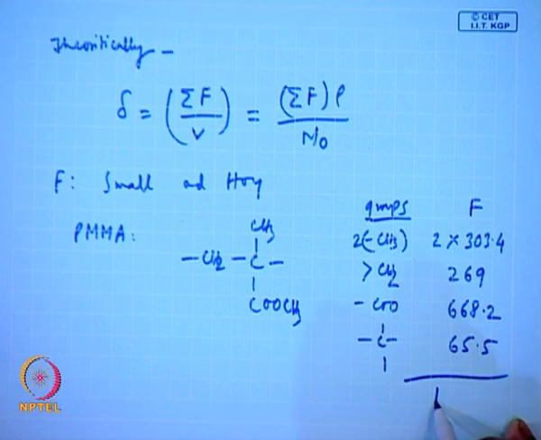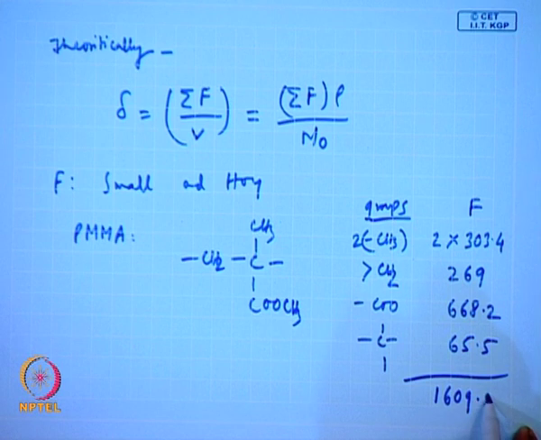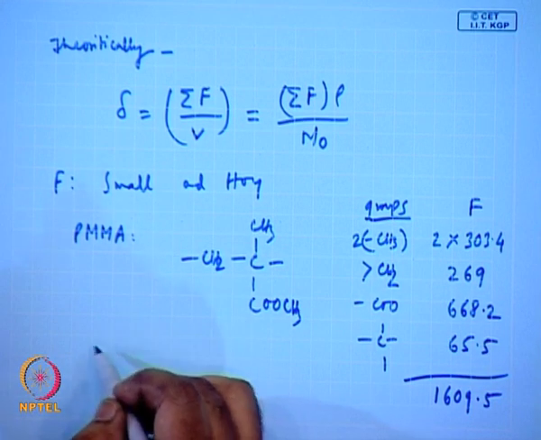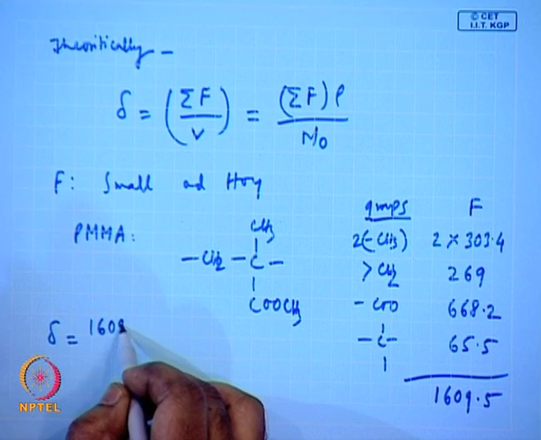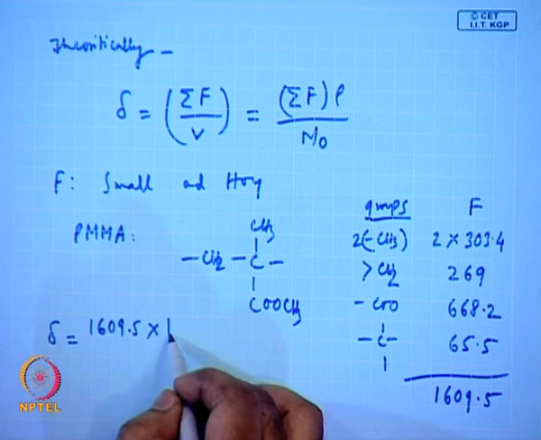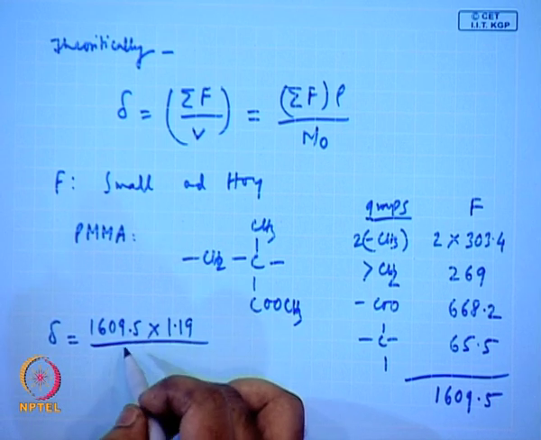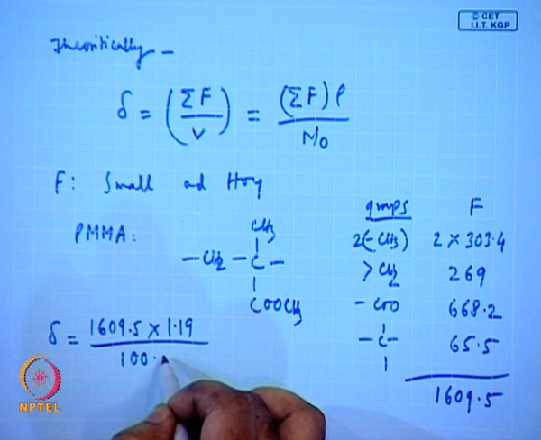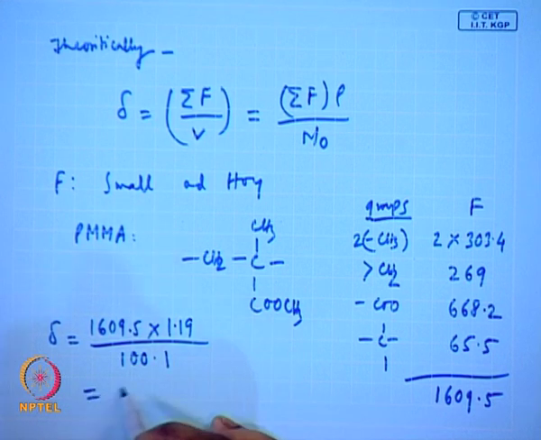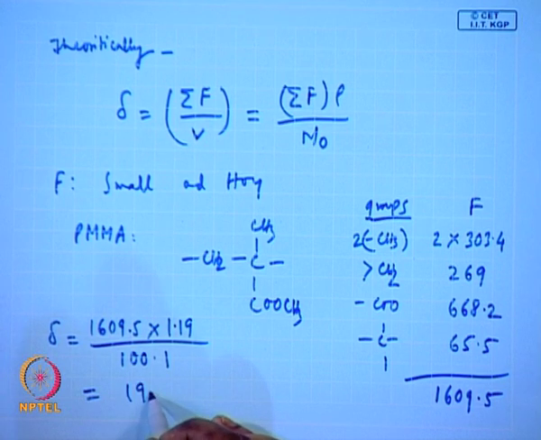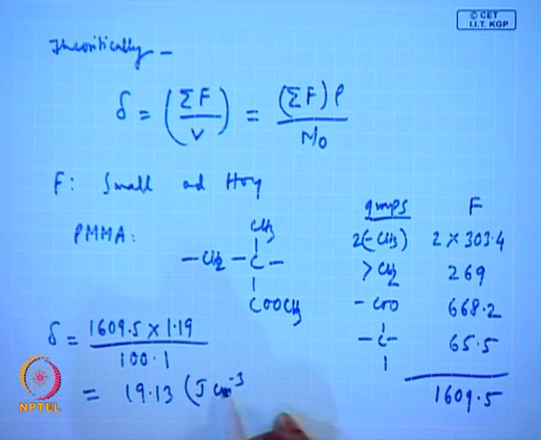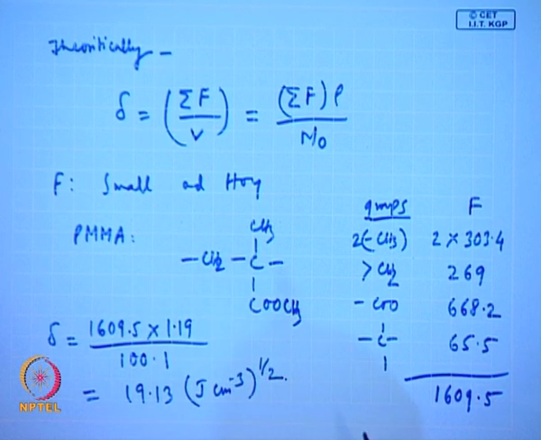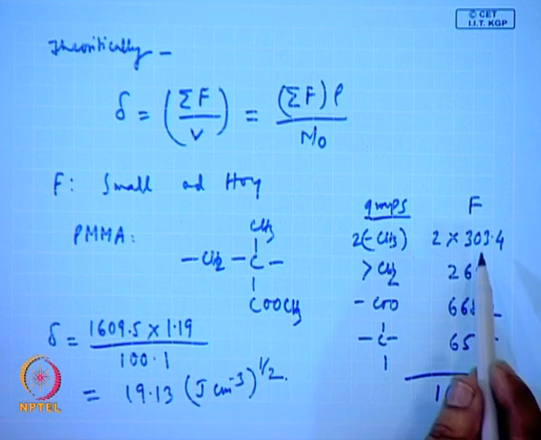So, you sum up, you get 69.5. So, delta would be given by multiplying the density 1.19 by the molar mass of the repeat unit. Okay, now look at these values of the groups.